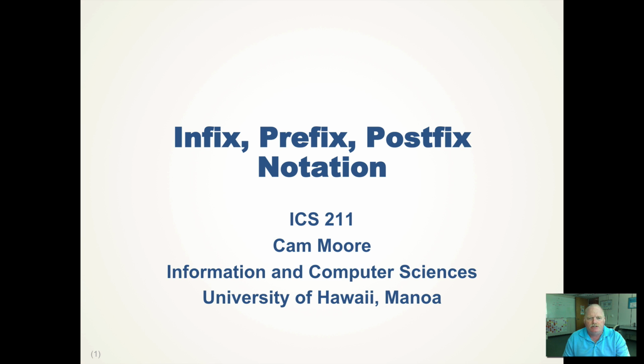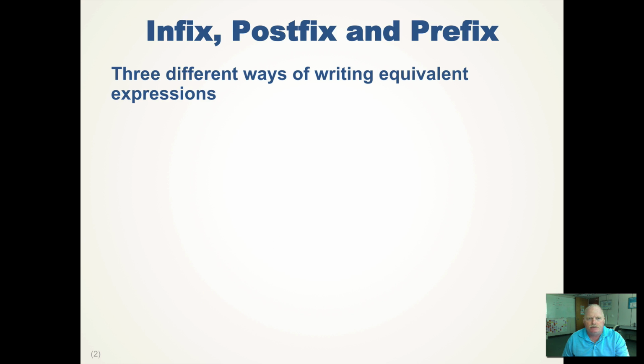Welcome to a brief introduction into infix, prefix, and postfix notation for ICS 211. So basically, what is infix, postfix, and prefix? It's three different ways of writing equivalent expressions, basically math expressions.